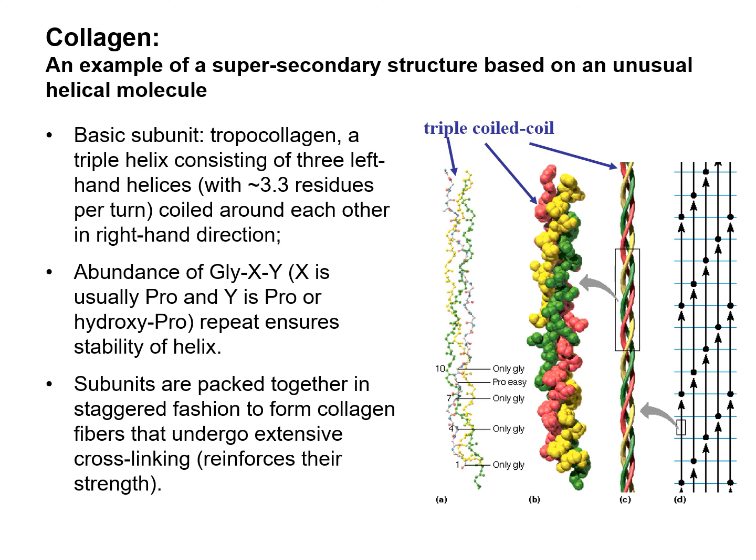And they have a lot of glycine-X-Y residues, where the X is usually proline, and Y is usually proline or hydroxyproline. The repeat ensures the stability of the helix. So when you look at the protein sequence here, it's pretty simple. It's mostly just proline, proline, and so on. And subunits are packed together in a staggered fashion to form the collagen fibers that undergo extensive cross-linking too, using the disulfide bonds here between the cysteines in different subunits for this higher order structure.